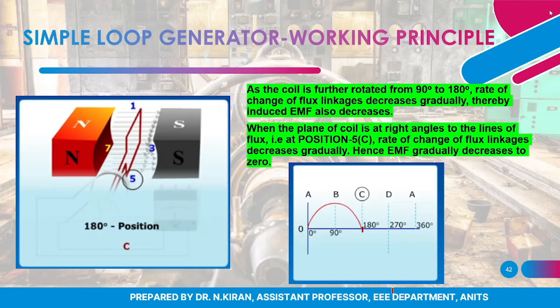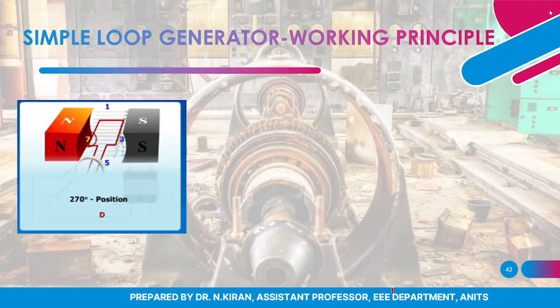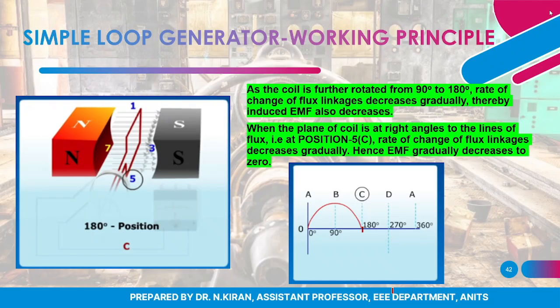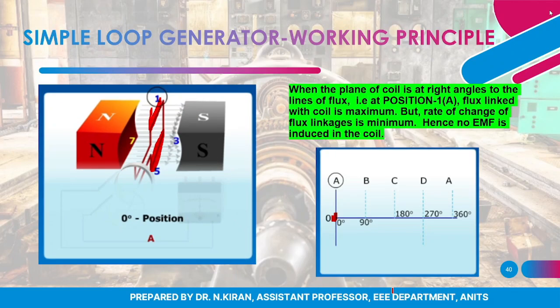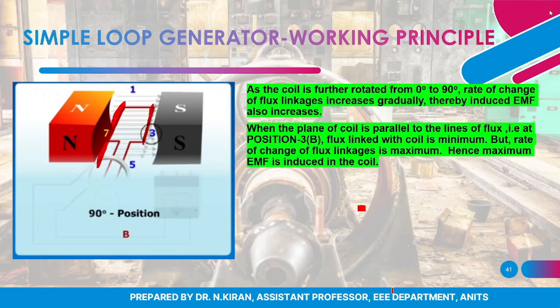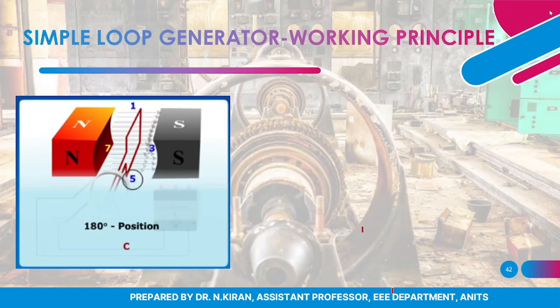So again when I rotate the coil through 90 degrees, here you can see if I go back in position A, B, C, the coil was under the influence of south pole, isn't it?